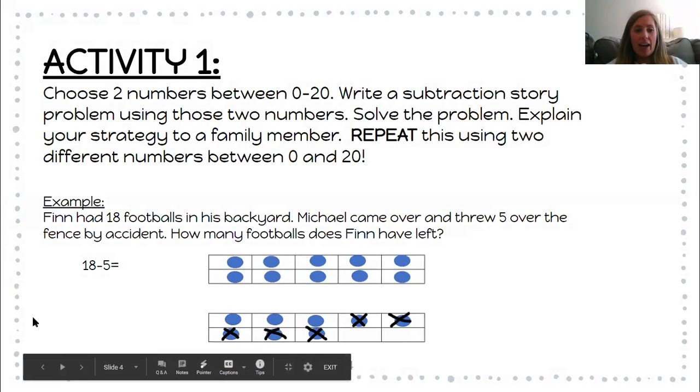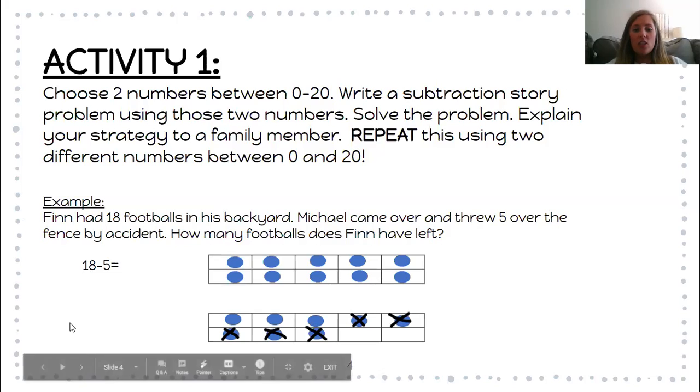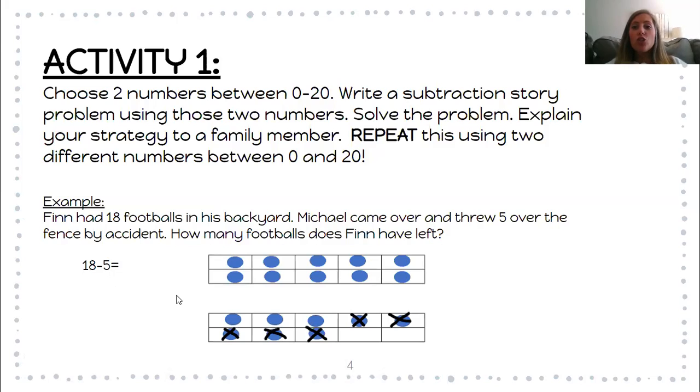Here is the example that I have. Finn had 18 footballs in his backpack. Michael came over and threw 5 over the fence by accident. How many footballs does Finn have left? So I have my equation here, which is 18 minus 5, and then I used the doubles 10 frame strategy to solve my problem. Again, you're going to write 2 subtraction story problems inside of your notebooks, and then you're going to solve it and tell a family member how you solved it.